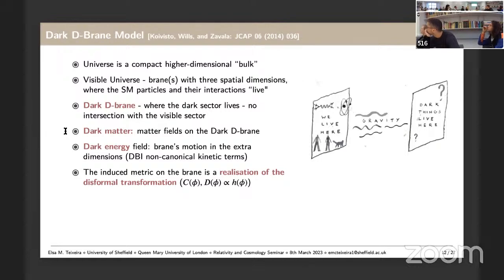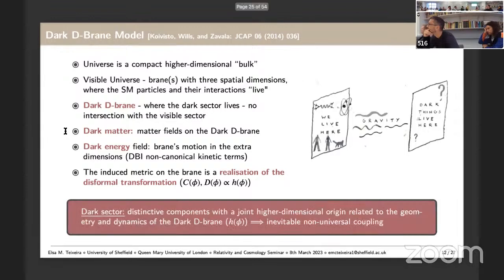But a nice feature is that we find exactly that this setting naturally includes an induced metric, because if this brane is moving and is separated from that one, there will be an induced metric coming from the motion of the brane in the extra dimensions and the interaction with gravity. And we find that this induced metric is actually a disformal transformation. And in particular, the functions C and D are not free, and they are related to what's called the warp factor of the brane, which is basically a way of compactifying the extra dimensions in the brane.